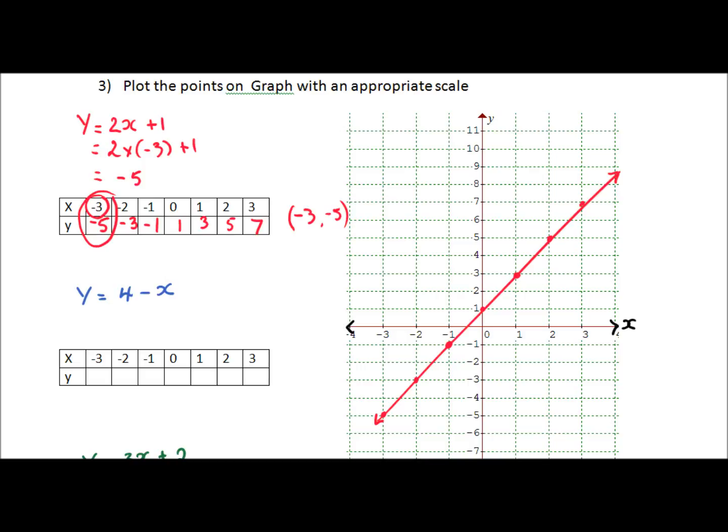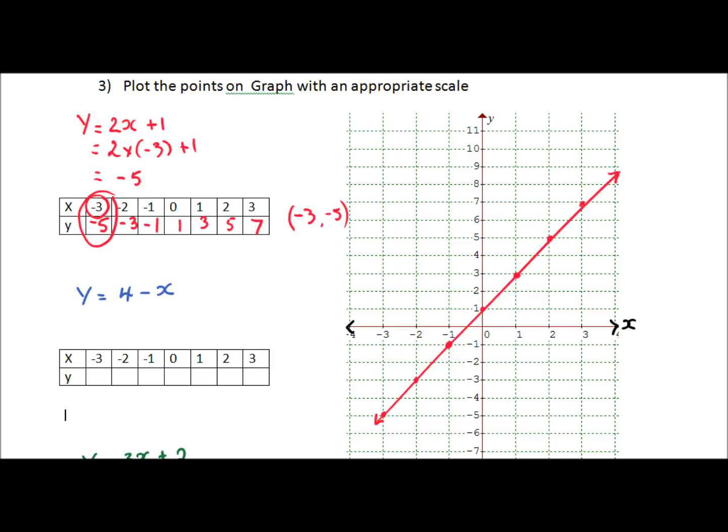Alright, now for the second one, y equals 4 minus x. I want you to pause the video, complete the table yourself, and then fill in the graph. So stop the video now, I'll come back to you in a moment. Alright, let's see how you've gone.